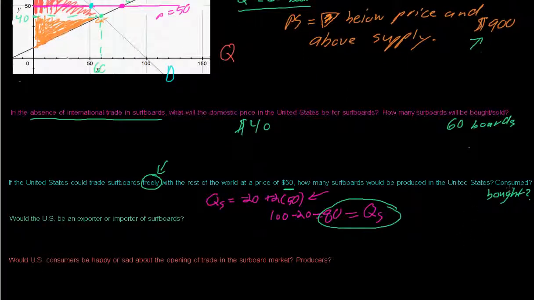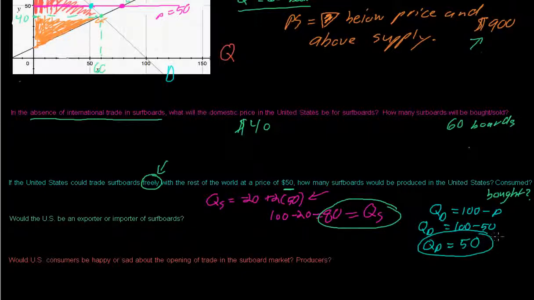So the quantity demanded is equal to 100 minus P. So we're going to plug 50 in for P, so 100 minus 50 is equal to the quantity demanded, so the quantity demanded is equal to 50. And this is in the US. I should write that, in the US.